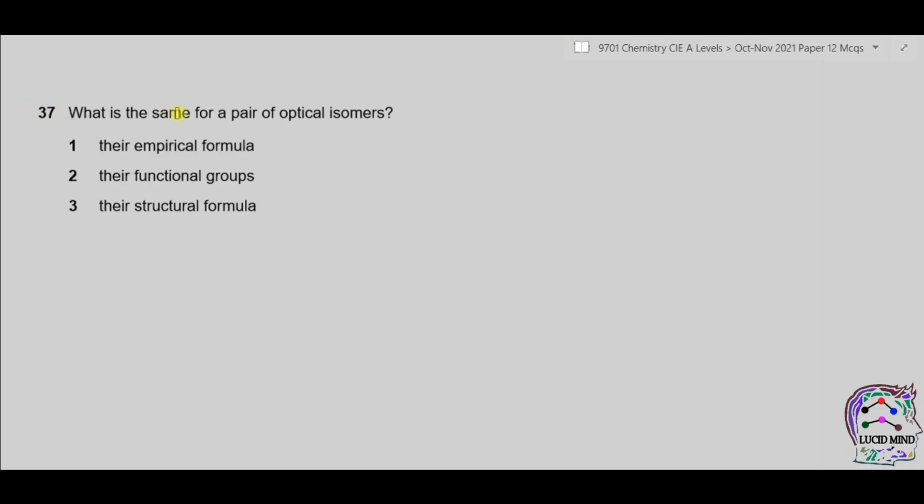Question 37. What is the same for a pair of optical isomers? Let's draw an optical isomer. We have carbon, CH3, OH, hydrogen, COOH.